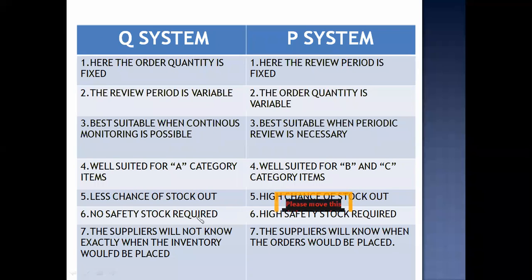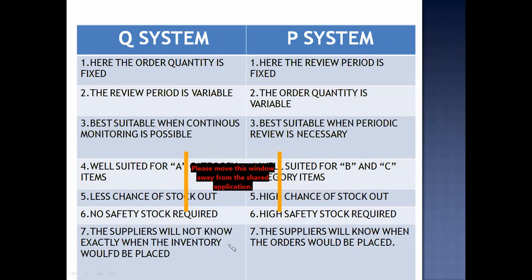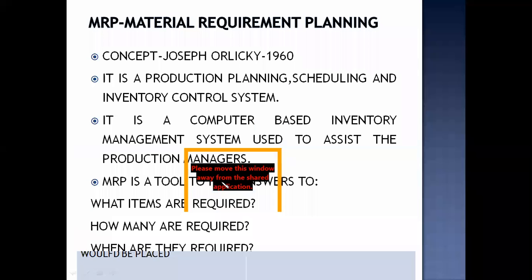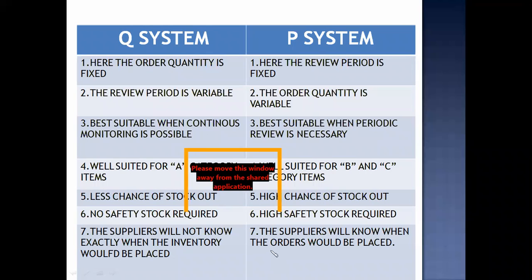Then, how is it beneficial? Q system is best suitable when continuous monitoring is possible. That is, if we have to continuously monitor the amount of goods, that time Q system is better. And P system is suitable when periodic review is required. Then Q system is suitable for A category items. We have already seen A category items when we were discussing selective inventory control techniques, ABC analysis. A category items are high value items. B and C category are lesser valued items.